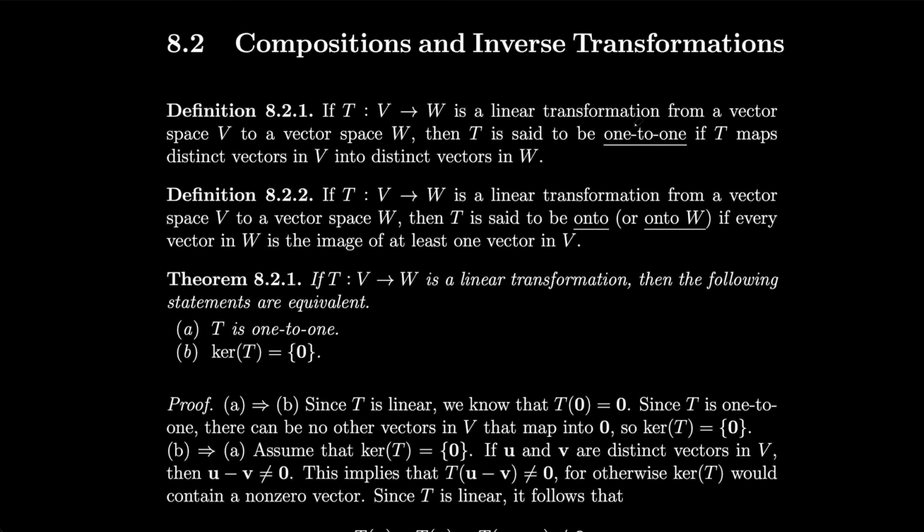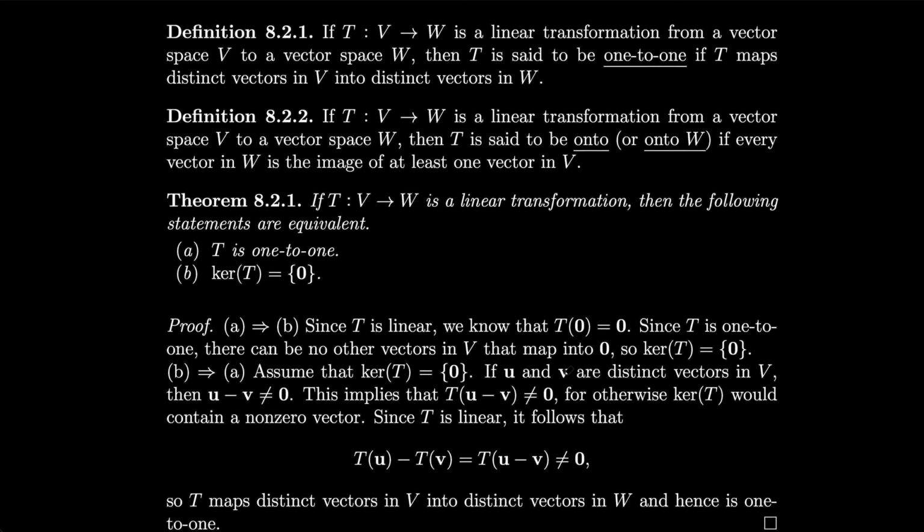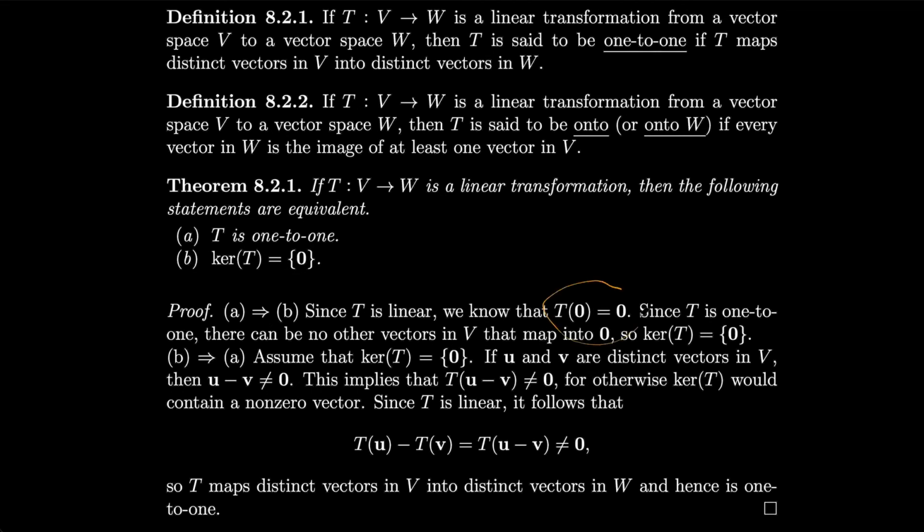Let's prove this. Since T is linear, we know that T of 0 is equal to 0. That's a property of linear transformations. It maps 0 to 0. Since T is one-to-one, there can't be any other vectors in V that map into 0, so the kernel must be 0. That's all the vectors that map into 0.